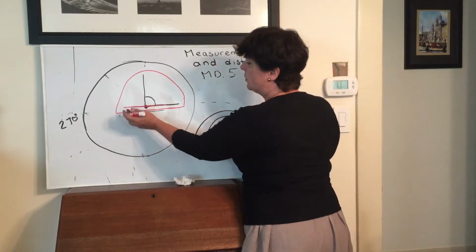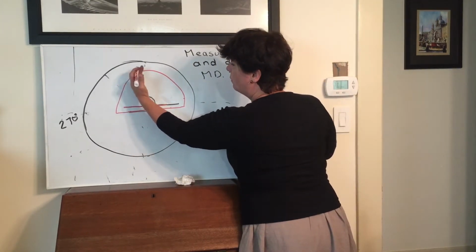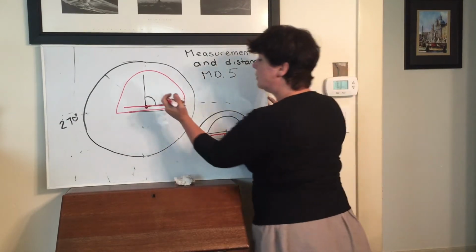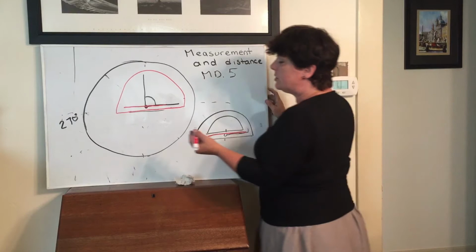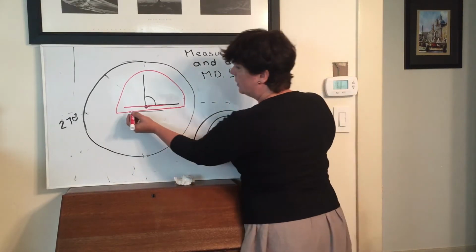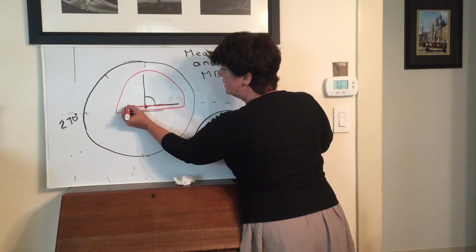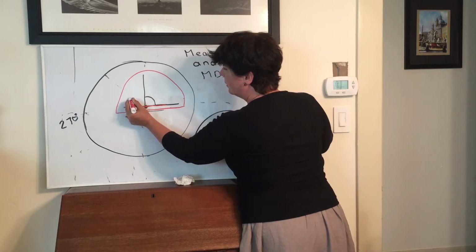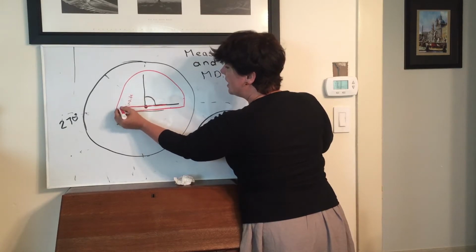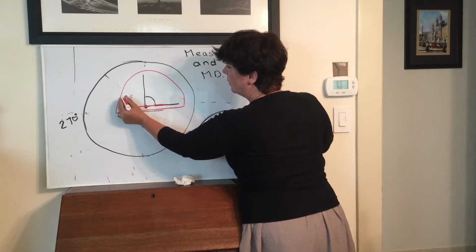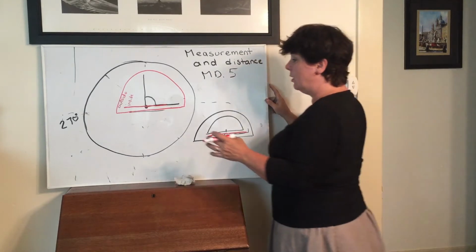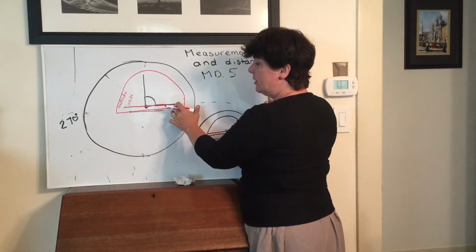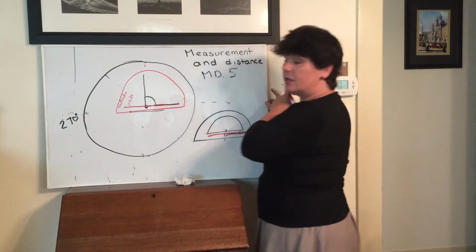Once he has that, then the really tricky part comes in. Because sometimes we're measuring angles from this side over, and sometimes we're measuring angles from this side over. So there's two sets of numbers on your protractor. There's one set of numbers on the inside, and there's another set of numbers on the outside. So your child has to ask, well, which set of numbers should I look at? Well, it depends on your line.